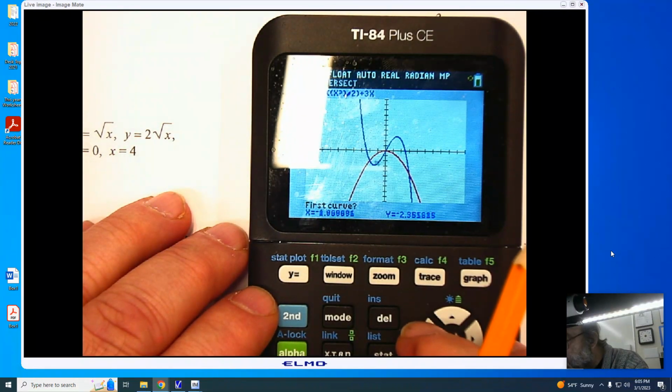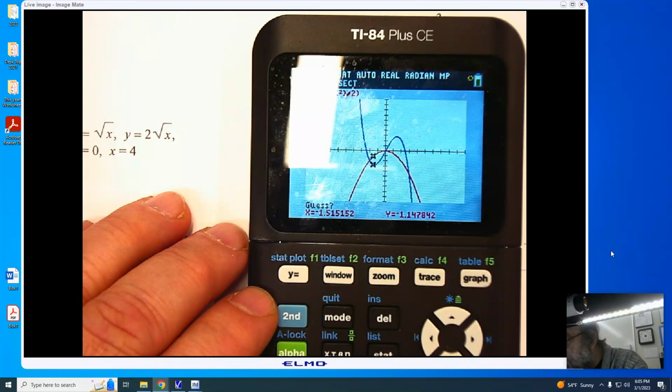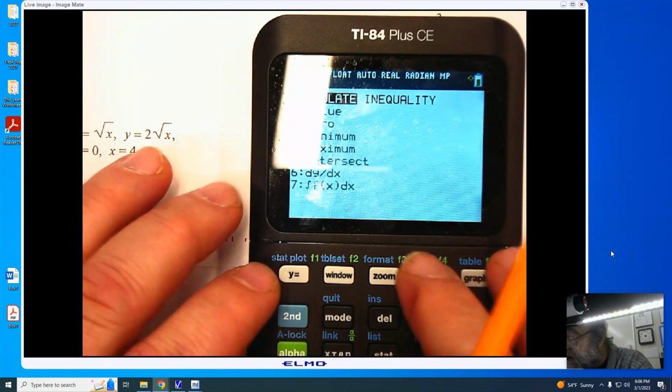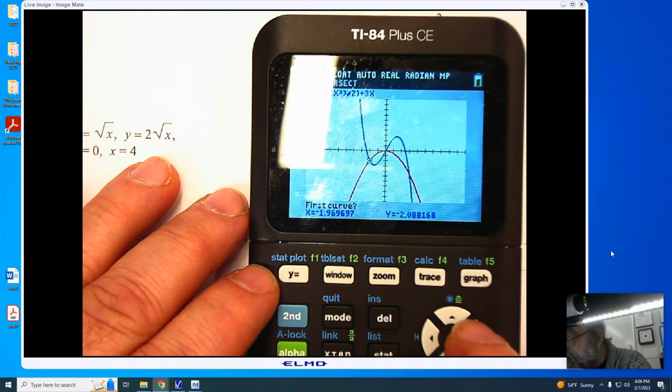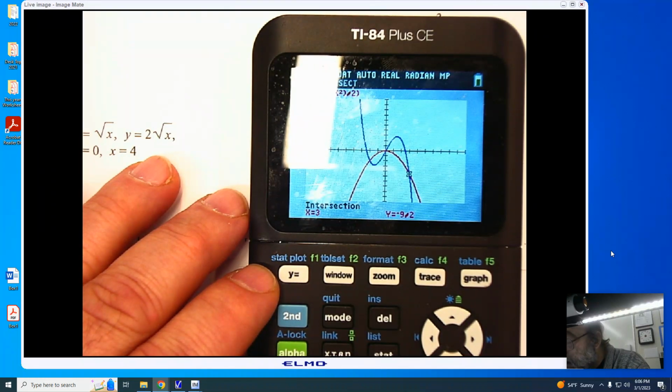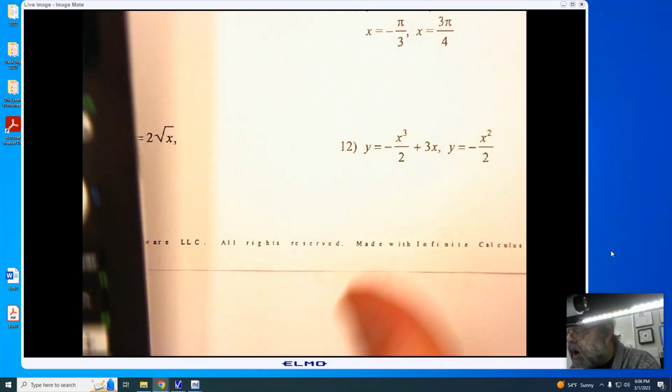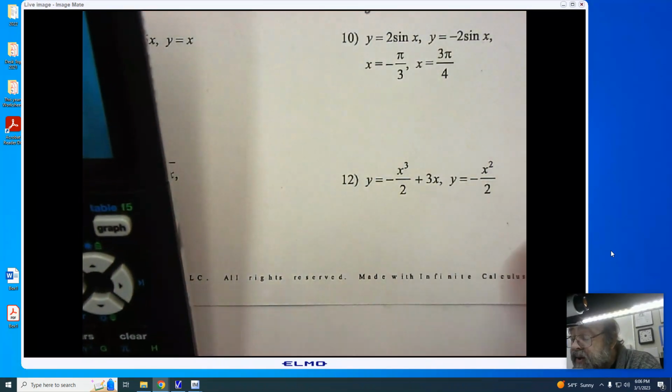Second trace, find the intersection 5. Get close to what we want to find the intersection of, and you'll notice we get negative 2. Now we go to the other, second trace, find the intersection. Once again, get close to it. Enter, enter, enter. And you'll notice we get positive 3. So our y1 is on the bottom.